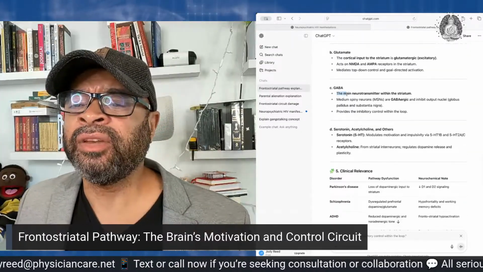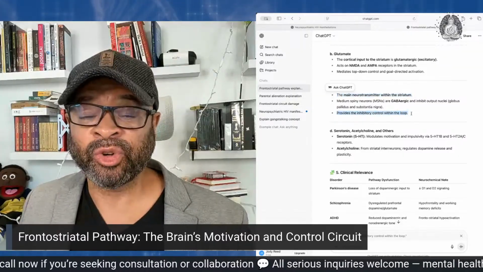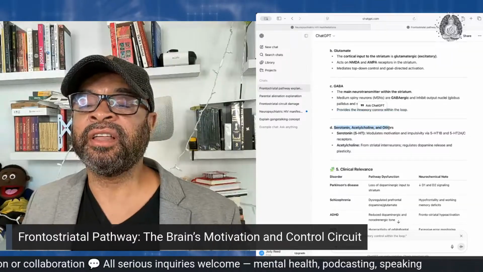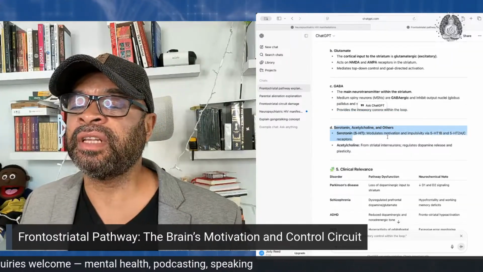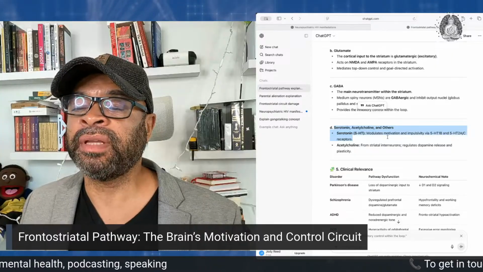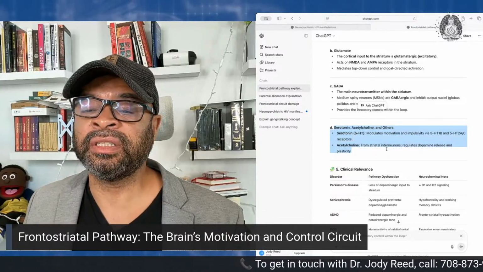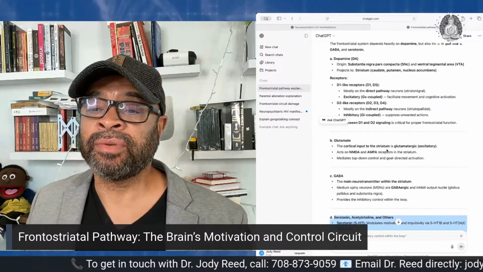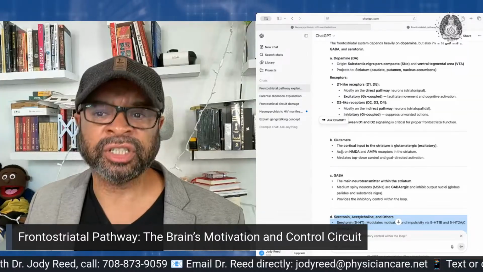So the main neurotransmitter within the striatum is GABA, and GABA provides inhibitory tone, right? Next, also serotonin, acetylcholine, and others. Serotonin modulates motivation and impulsivity via the 5-HT1B, and acetylcholine from the striatal interneurons regulates dopamine release and plasticity. All right, sounds good.